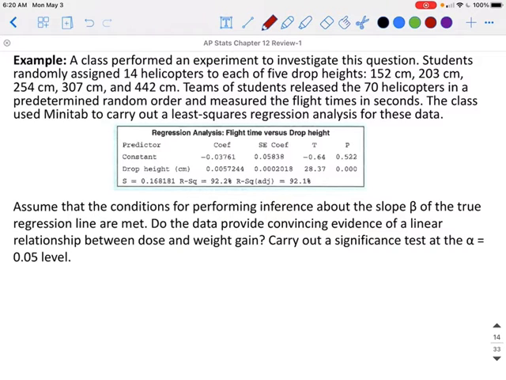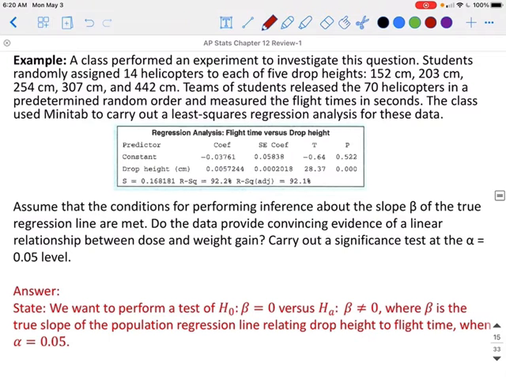So this is going to be a 4-step problem. We're going to start with our state. Remember, in your state, you need to give your null hypothesis, the alternative hypothesis, you need to define your parameter, and you need to give your alpha level.